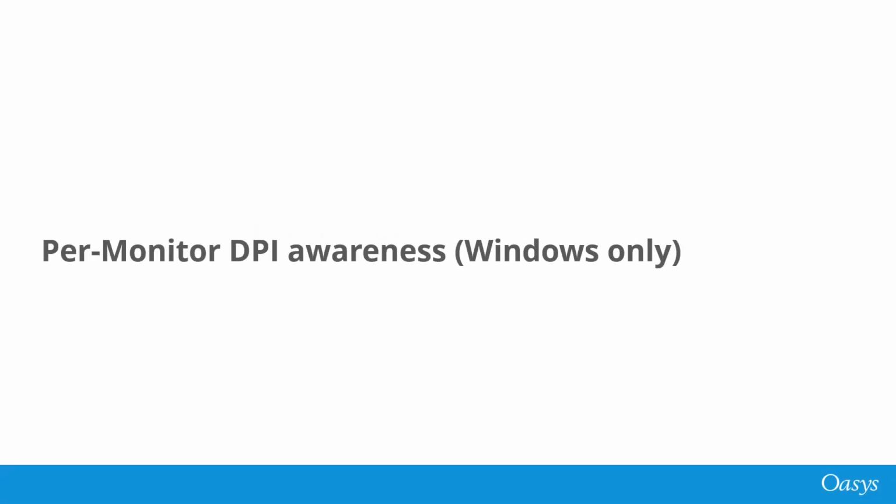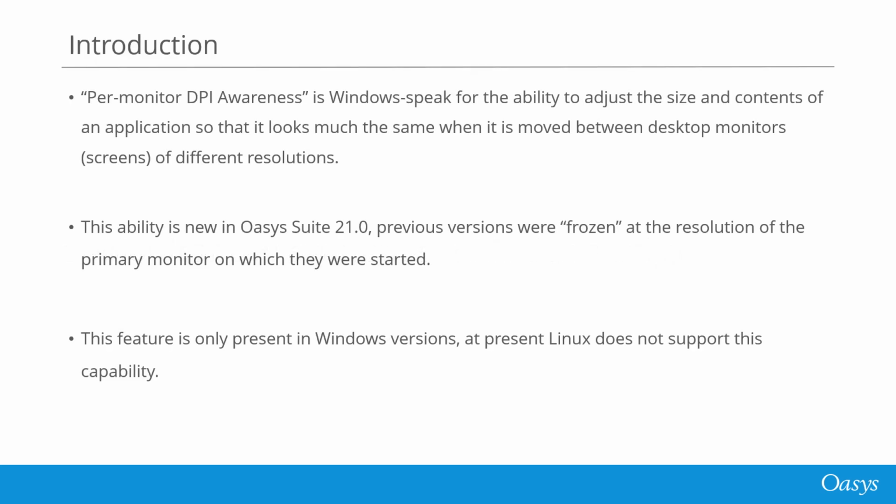From version 21, the Oasys suite is per monitor DPI aware on Windows platforms. This burst will discuss what that means. Per monitor DPI awareness is Windows speak for the ability to adjust the size and contents of an application so that it looks much the same when it's moved between desktop monitors, that is screens, of different resolutions. This ability is new in Oasys version 21.